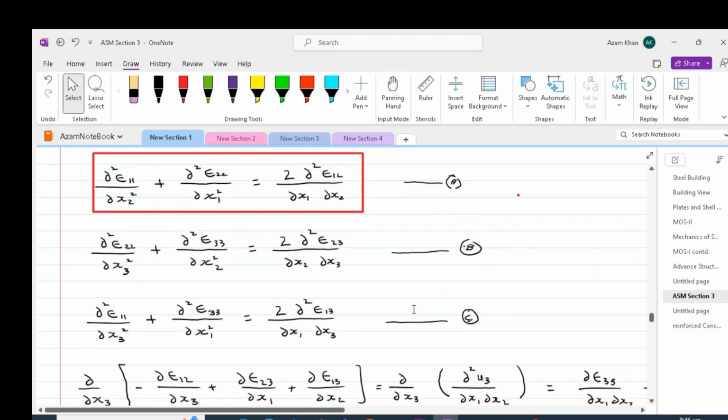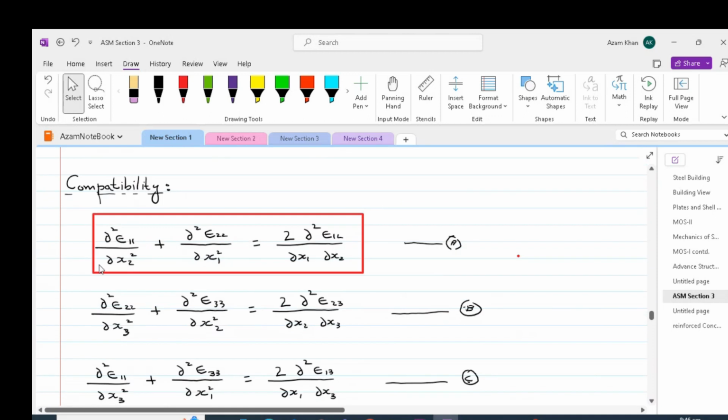So let us now discuss the first equation, which is partial squared epsilon 1 by partial x2 squared, plus partial squared epsilon 2 by partial x1 squared, equal to 2 times partial squared epsilon 12 by partial x1 partial x2. This is the equation which we will be satisfying for both plane stress and plane strain problems. Let us see how we can get this equation running.